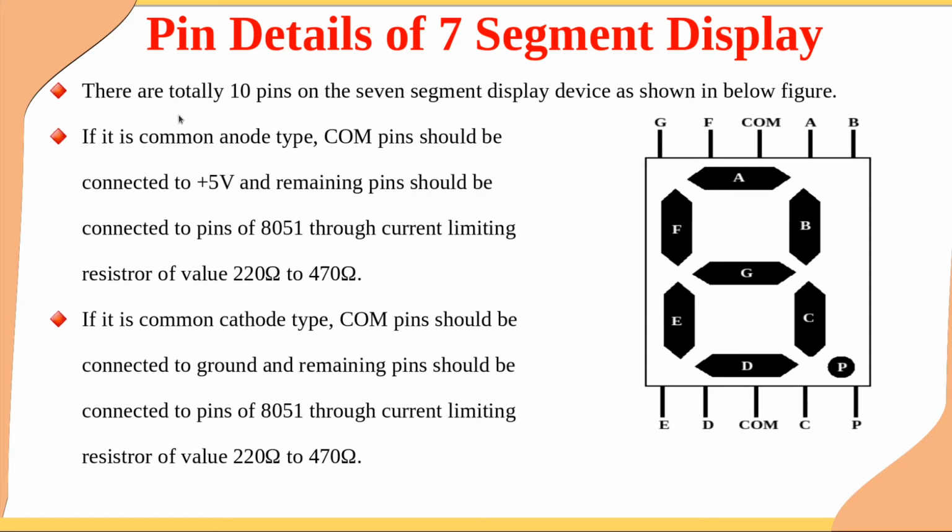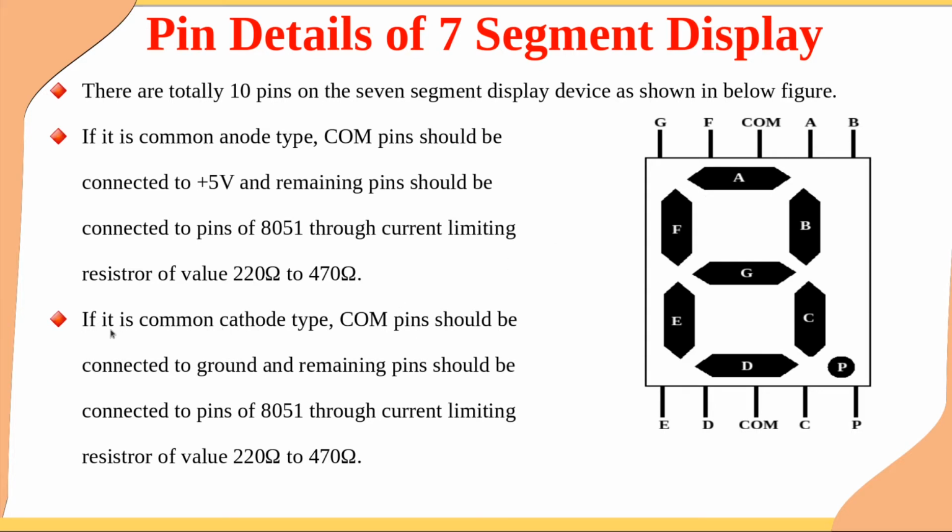As I told, there are totally 10 pins on the 7 segment display. As shown here, if it is a common anode type, the common pins should be connected to plus 5 volts and the remaining pins should be connected to pins of 8051 through current limiting resistors of value 220 to 470 ohm. These current limiting resistors are required because LEDs work on less current. If the current is more, there are chances that the LED, or segment, of the 7 segment display is going to burn out.